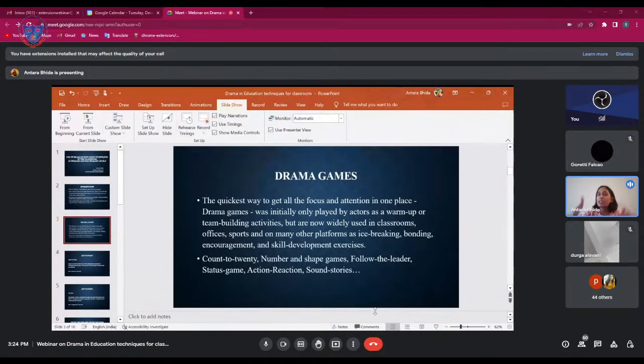Everyone has their own mind space and they enter a classroom and everyone's scattered in their own places, right? But the drama games are the easiest, fastest and quickest way to get all of them focused into one place and to get working together. So not just before using a drama technique, but also before starting a normal class, if you just play one drama game, everyone's attention is in one place and it'll be a smooth class to function.